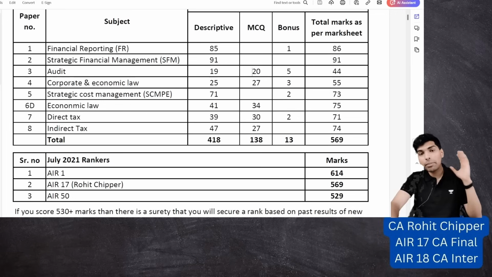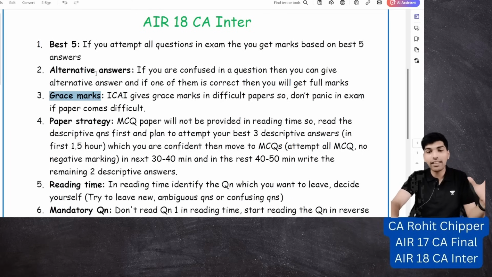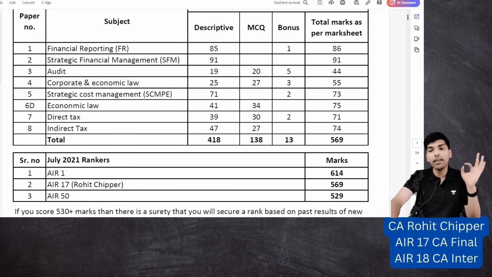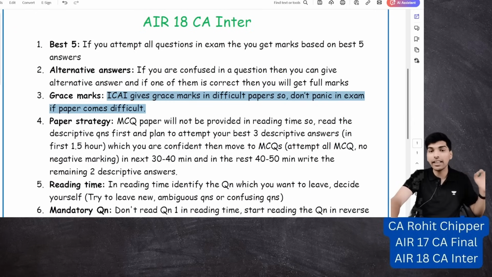So if the paper comes difficult, never panic in the exam. Do whatever you understand, write all the answers, attempt all the MCQs, and give your best, and ICAI will handle the rest. One more important thing is, I have seen the Institute giving 11 marks bonus in one single paper. If the paper is really difficult, then it is difficult for each and every student, and in that case every student will receive the grace marks to clear that particular paper. So attempt that paper very wisely and never panic in the exam.